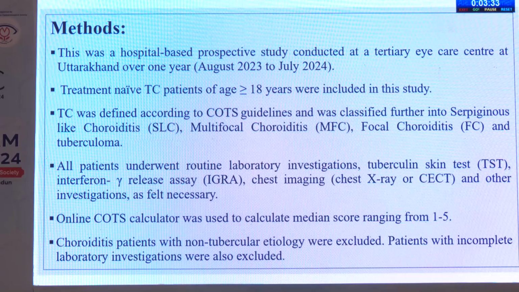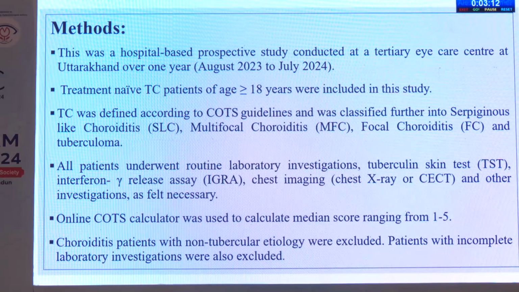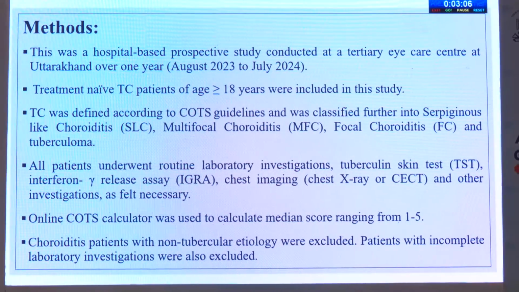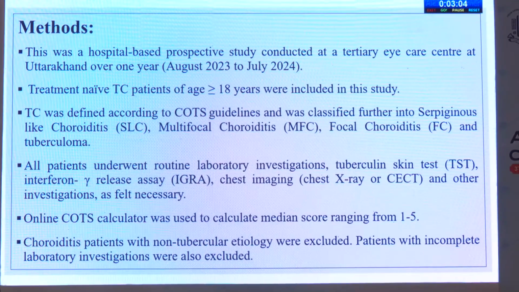All patients underwent routine laboratory investigations like CBC, KFT, LFT. Along with them, TST, tuberculin skin test, interferon gamma release assay IGRA, chest imaging like chest X-ray or CECT, and other investigations as felt necessary were done. Online COTS calculator was used to calculate median score ranging from 1 to 5. Choroiditis patients with non-tubercular etiology were excluded. Patients with incomplete laboratory investigations were also excluded.